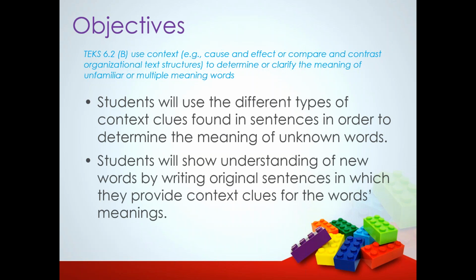And then the student demonstration of learning: students will show an understanding of new words by writing original sentences in which they provide context clues for the words' meanings. So the way kids are going to show me their learning is that they're going to write their own original sentences in which they provide the context clues. Once I have students able to create their own sentences showing context, that's really going to help them when it's time to read a piece of text on an assessment and pick out the correct context.